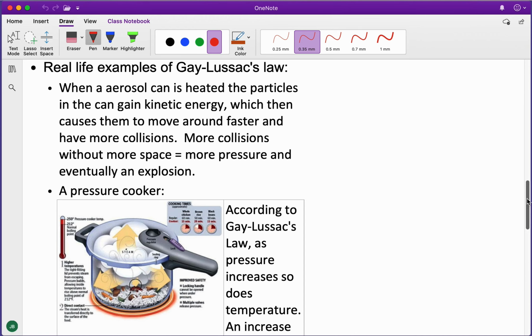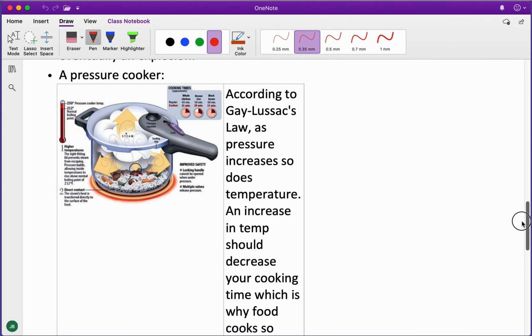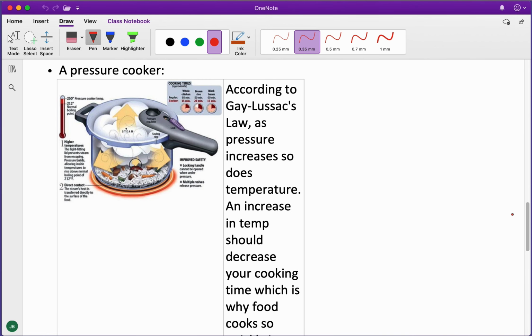The volume of the can is rigid. It can't increase, so that's why you get that explosion. Now, a pressure cooker is another example of something that works under gas laws.